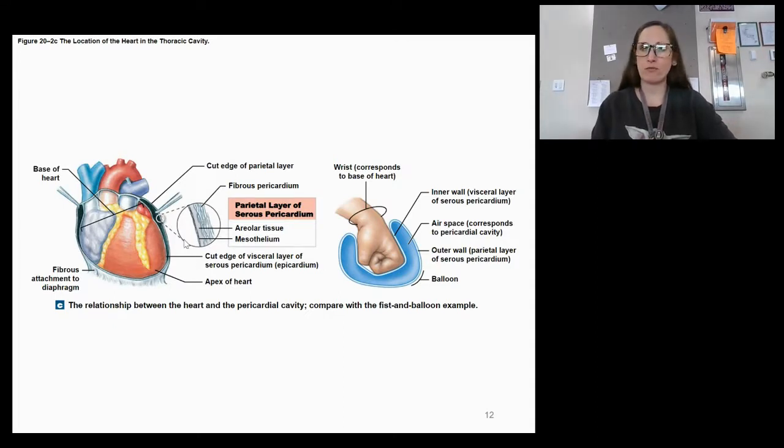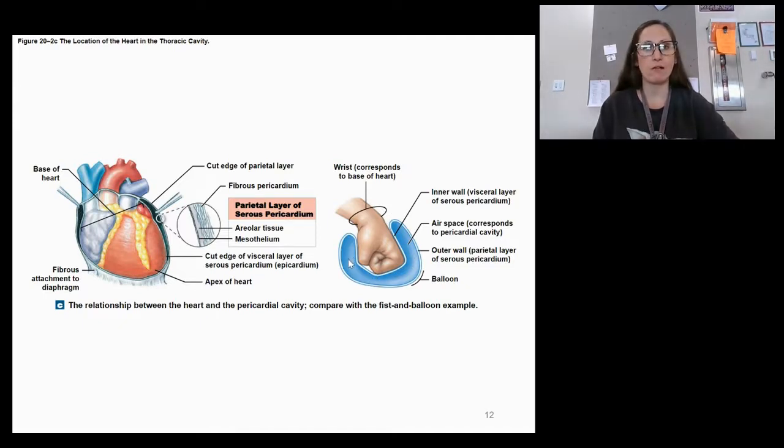The analogy that's helpful to think about how the pericardium works is if you were to take your fist and push it into a balloon, all right? And what you can see here is there's going to be a part of the balloon that is going to be touching your fist. So if your fist was your heart, that layer that is touching your hand or your fist would be the visceral pericardium. And that's going to hold on to the heart, serve as kind of an outer layer, outer membrane of the heart tissue itself. But then we're going to have a space in between.